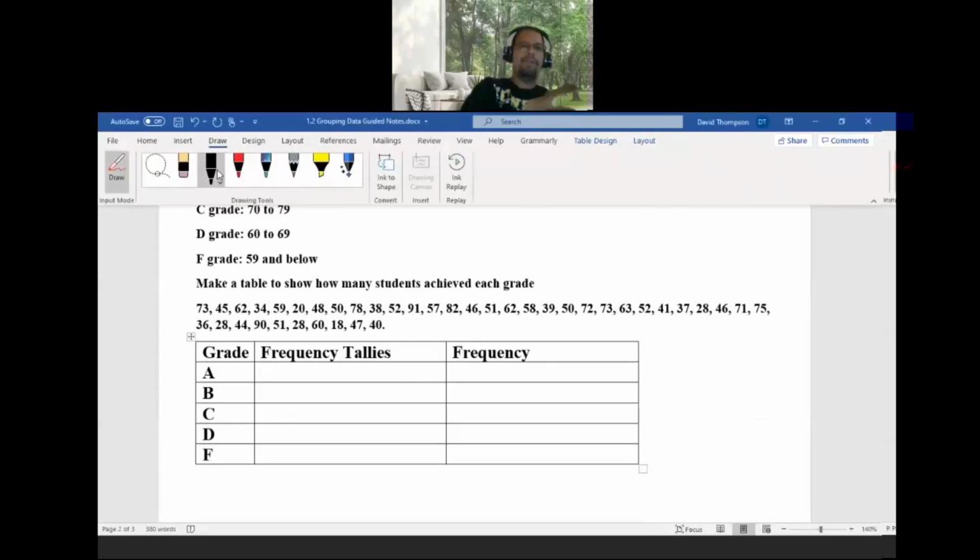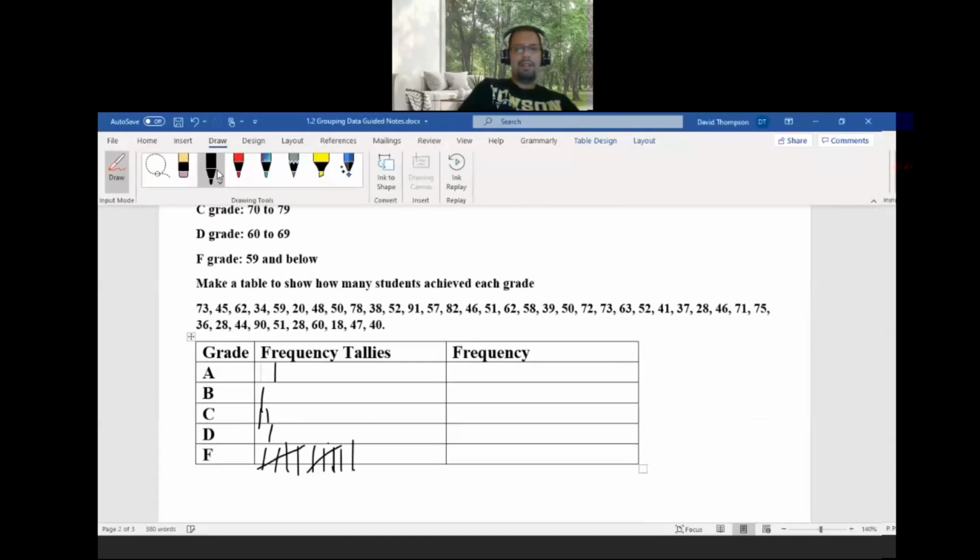So start with the 73. 73 counts as a C. 45 counts as an F. 62 would be a D. 34 would be an F. 59 would be an F. 20 would be an F. 48 would be an F. 50 would be an F. 78 would be a C. 38 would be an F. 52 would be an F. 91 would be an A. 57 would be an F. 82 would be a B. 46 would be an F.